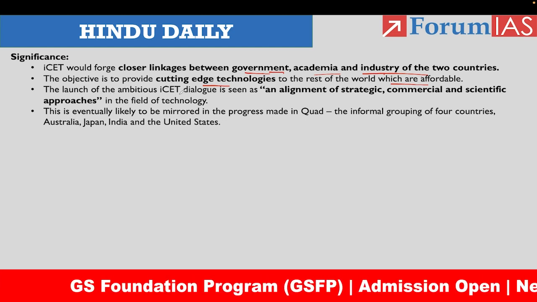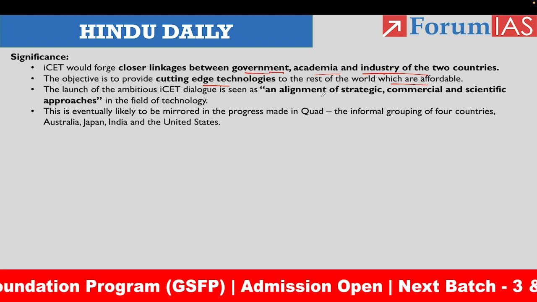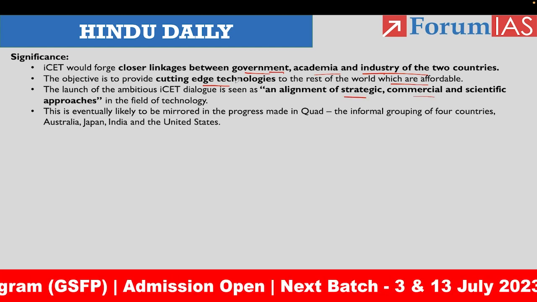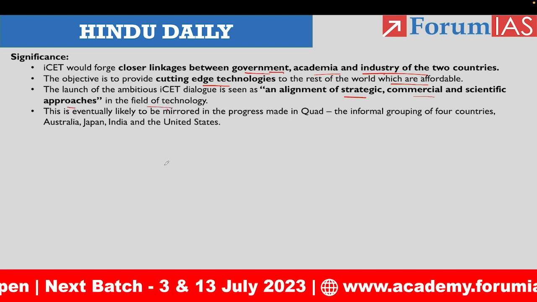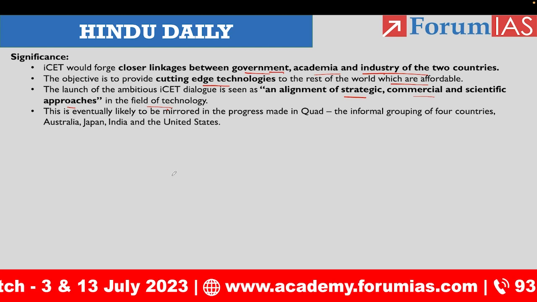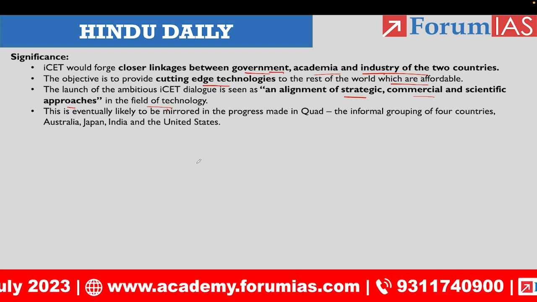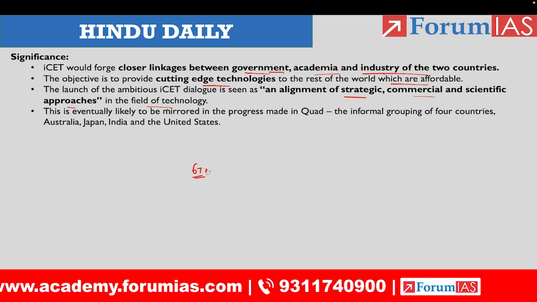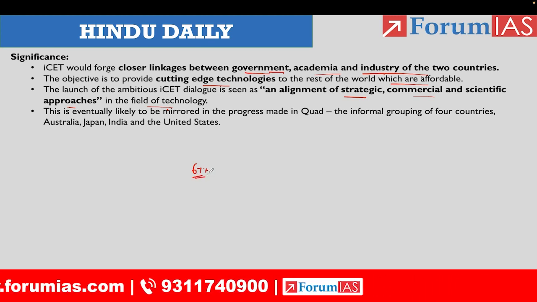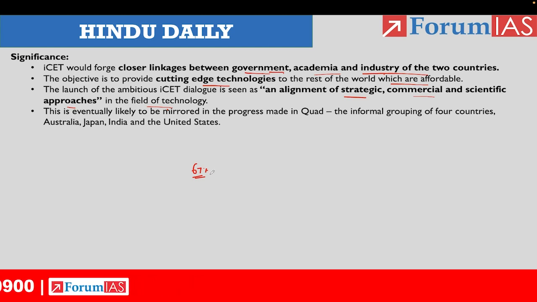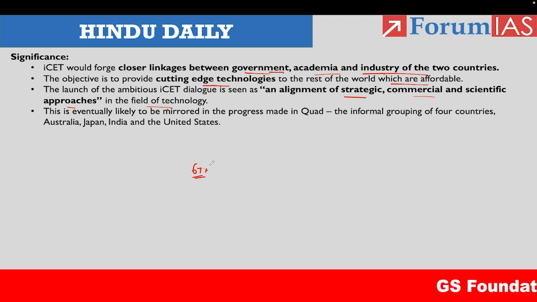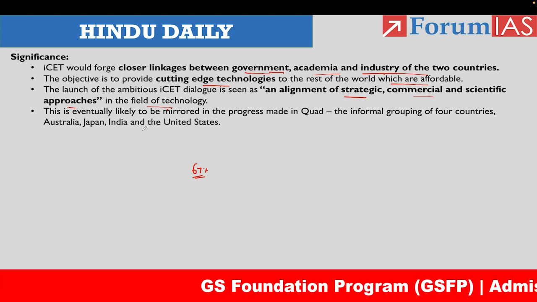Then thirdly, the launch of the ambitious ICET dialogue is seen as an alignment of strategic, commercial and scientific approaches in the field of technology. Then apart from that, guys, India is procuring enormous weapons from Russia, right? Almost 60% of the weapon basket is dominated by Russia. But we have witnessed that in the Russia-Ukraine war, the efficiency of the Russian arsenals is poor. Therefore, in the future, we need to expand the basket with some other countries. Therefore, we can think of technology from the USA.